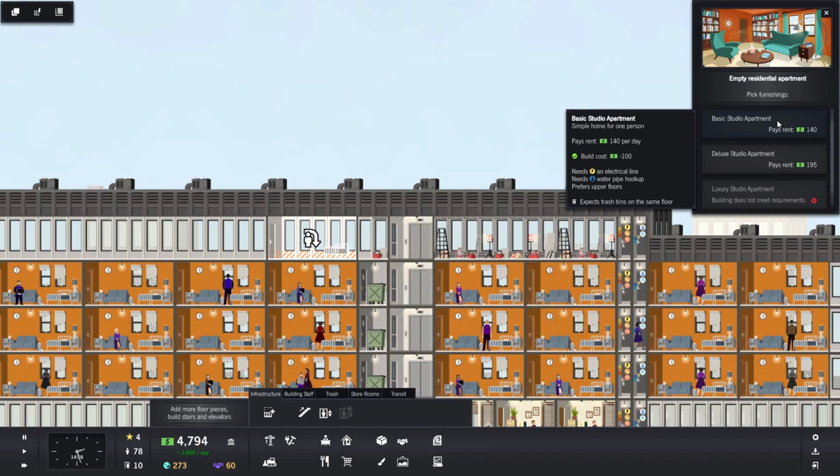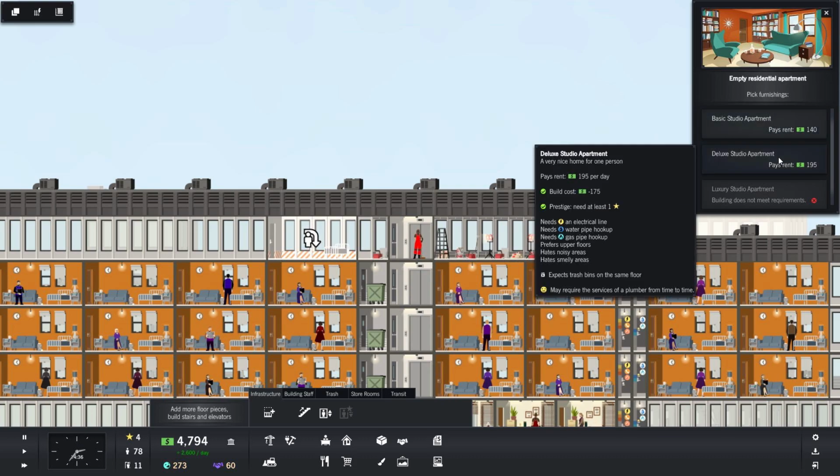So in addition to the electric line requirement and the water pipe hookup that this apartment requires, we're also going to have trash bins on the same floor. We look here at the deluxe studio. In addition to the aforementioned requirements, they're also going to need a gas pipe hookup. It's another utility that I forgot about. And they also hate noisy areas and hate smelly areas. So definitely you want them up higher. That way, the shopping going on down below does not bother them at all, or any sort of office work. They also may require the service of a plumber from time to time.